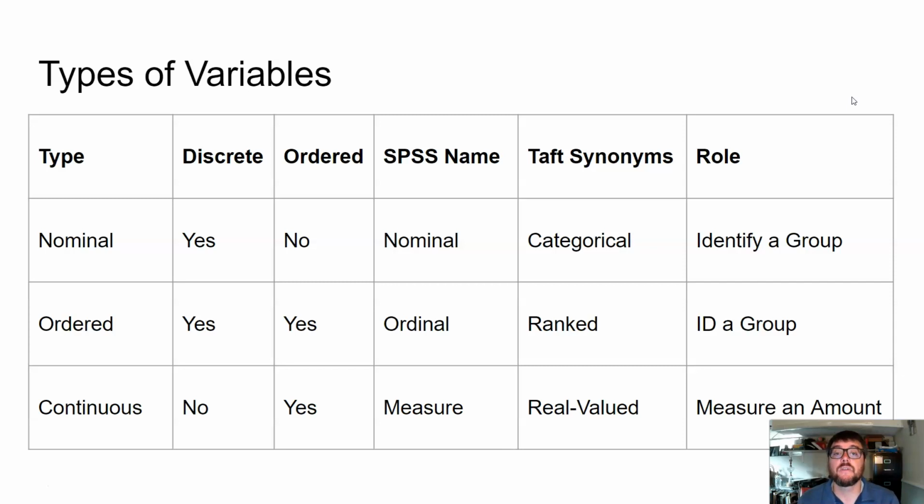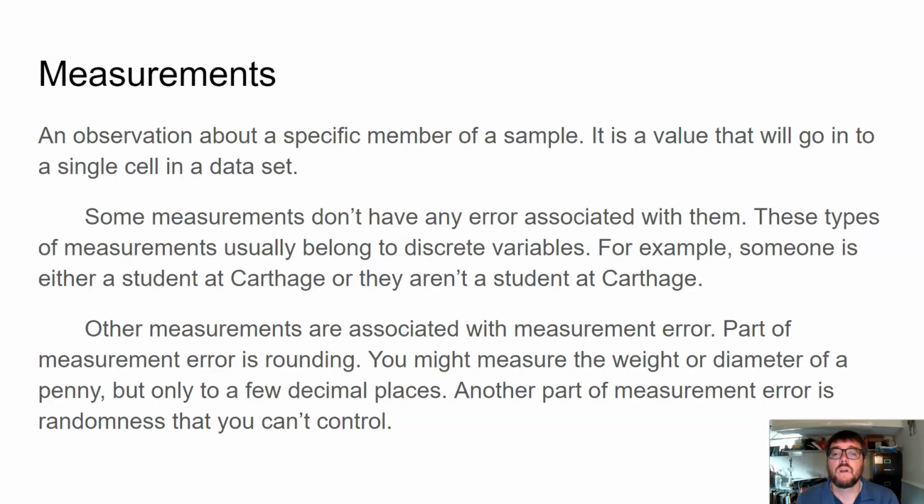SPSS calls those measure variables. And I will often call them real valued because they are real numbers. And the role for those is to measure an amount. So they're never categorized in groups, they're always quantifying some amount.